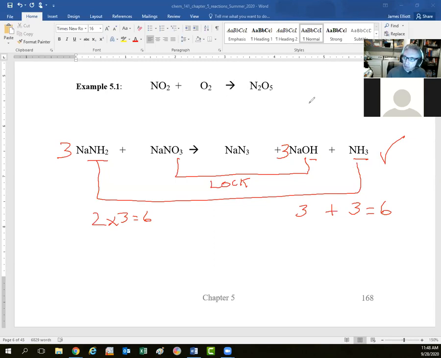Let's look at a couple of ion chemistry ones just to quickly finish off.